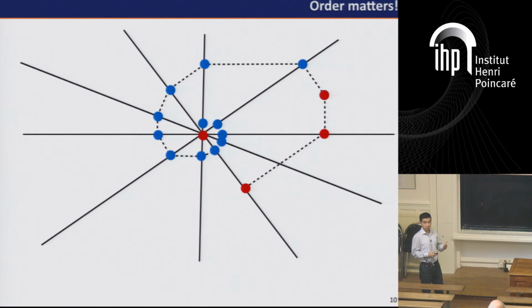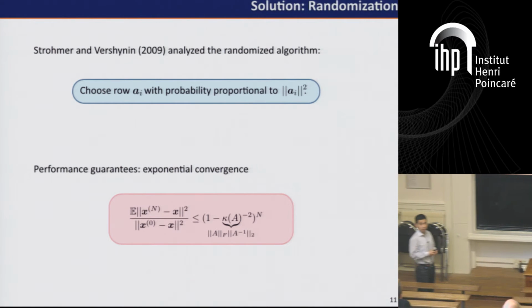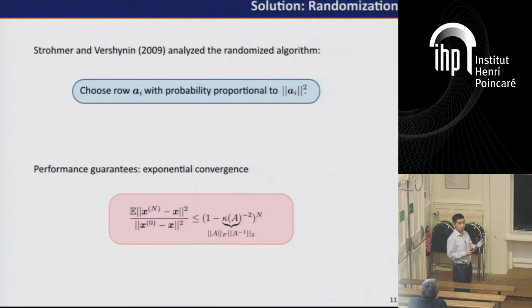So practitioners know how to solve this problem. You can do randomization, right? You don't need to fix the order of these constraints. At any given iteration, you can pick one constraint according to some probability distribution. But it was only fairly recently that Thomas Strohmer and Roman Vershynin analyzed the performance of this randomized Kaczmarz algorithm. They consider a setting where you choose any particular row or constraint with a probability p_i proportional to the squared norm of that row. Okay? That's a particular choice. It's not essential.